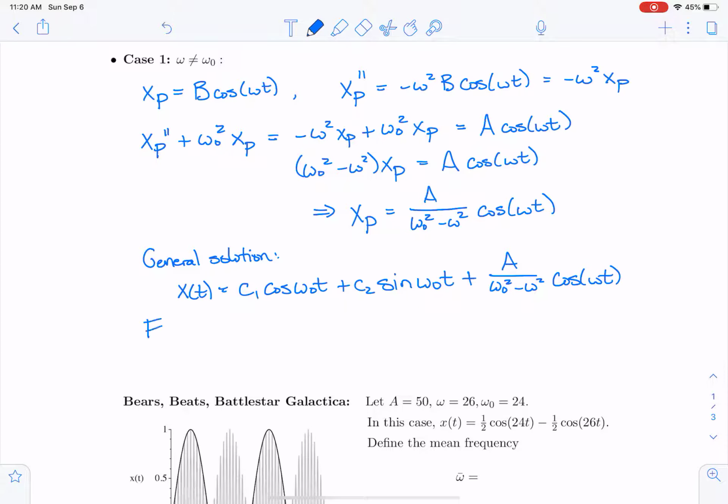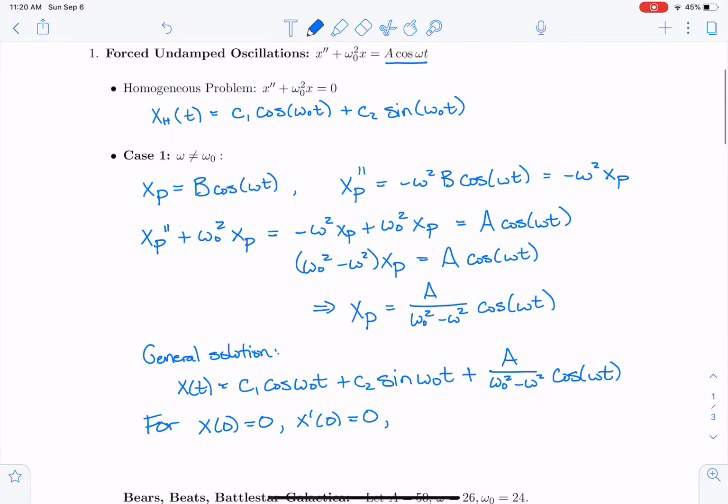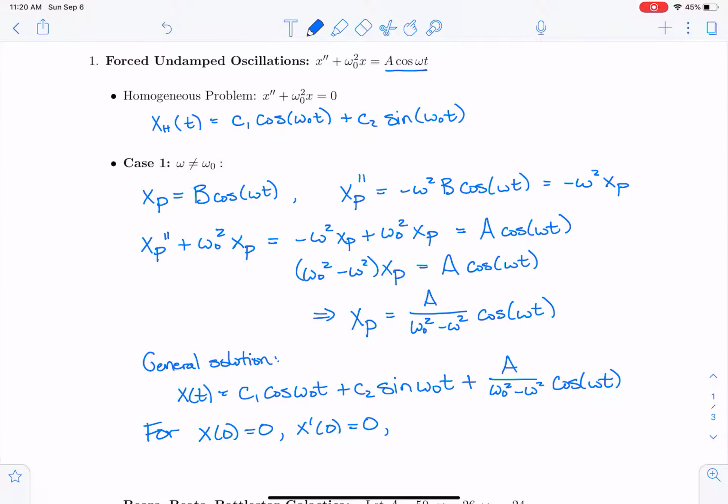Now, we're going to be particularly interested in the case where we start with an initial position of 0 and an initial velocity of 0. The idea here is let's figure out what is the response of this system when we're driving it simply by the external force A cosine omega t. So we're not going to look at the influence of the initial position or the initial velocity, but we're going to assume that what drives this system is the external force.